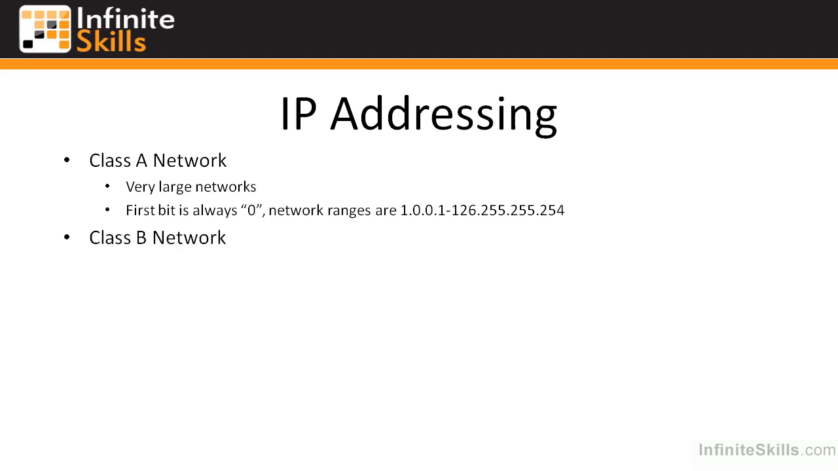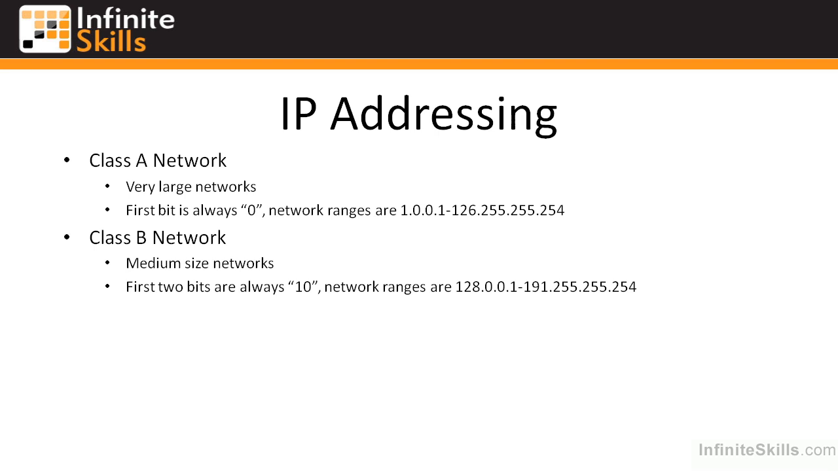The next class of network is a Class B network. Those are medium-sized networks. They're /16 networks in CIDR notation. The first two bits are always 1 0, which means the possible network ranges are 128.0.0.1 to 191.255.255.254. Say that 5 times fast.